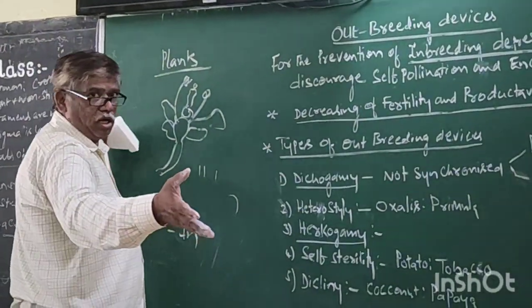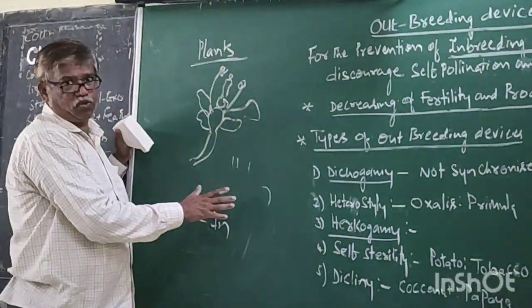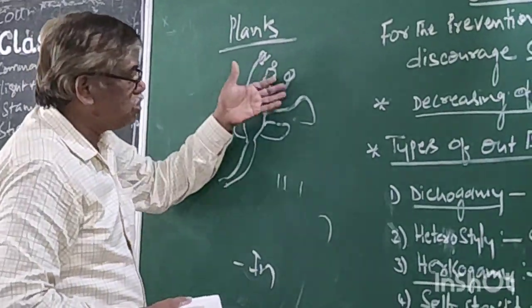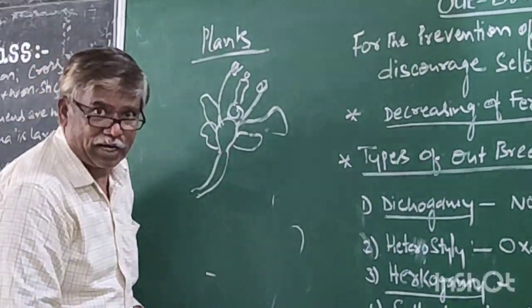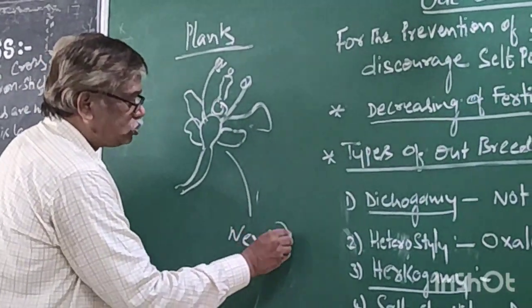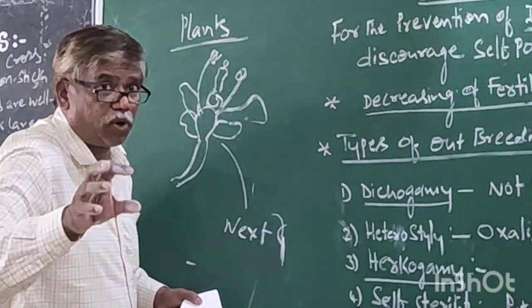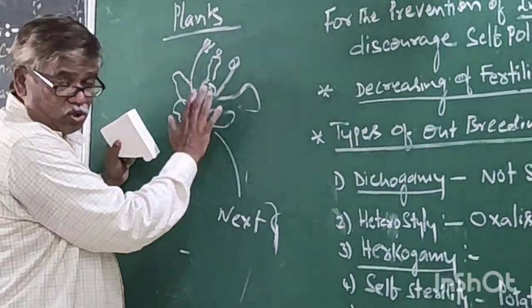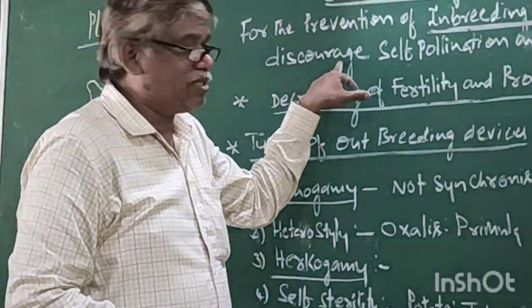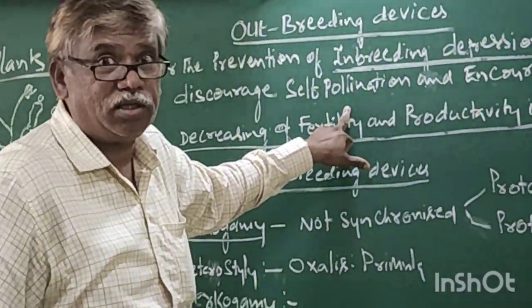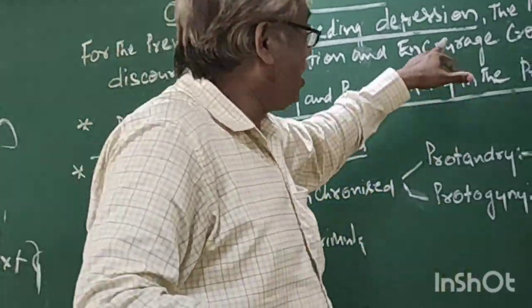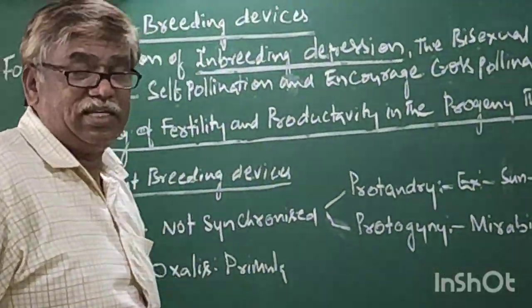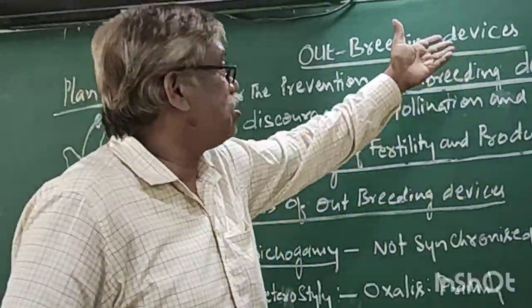Now once again, finally: which flower? Bisexual flower. In this bisexual flower, if autogamy, self-pollination, occurs, then in the next generation fertility and productivity decrease. Due to this, bisexual flowers discourage self-pollination. Autogamy is nothing but self-pollination. Instead of self-pollination, they encourage cross-pollination. For this, bisexual flowers have a beautiful mechanism. This mechanism is nothing but devices.